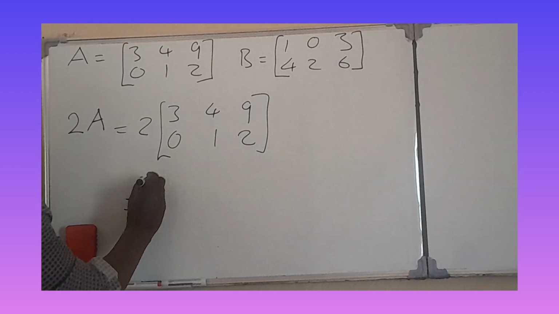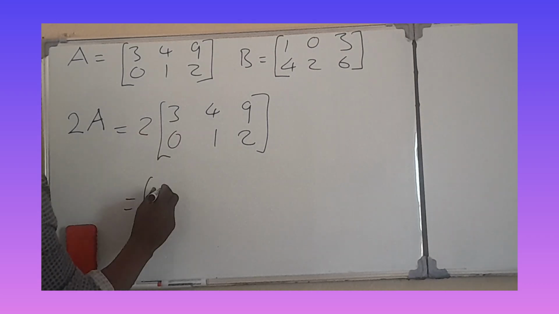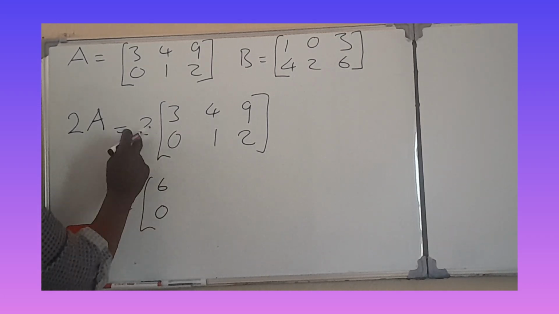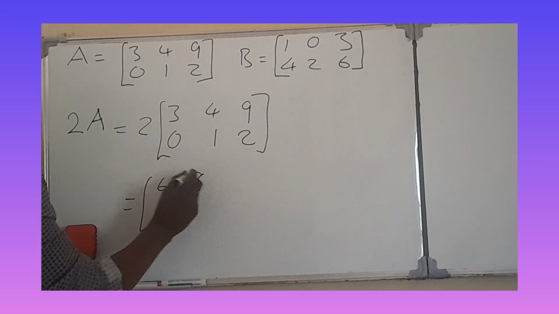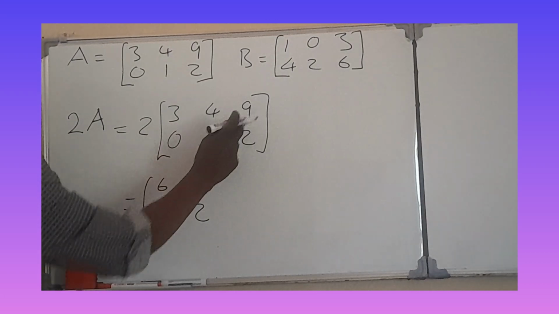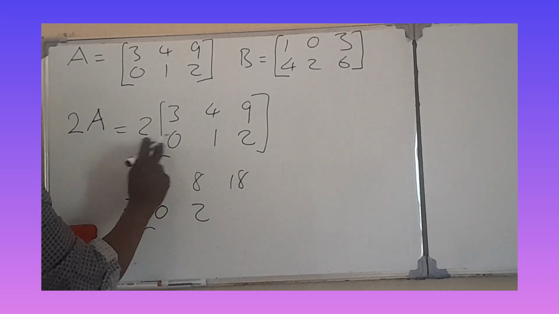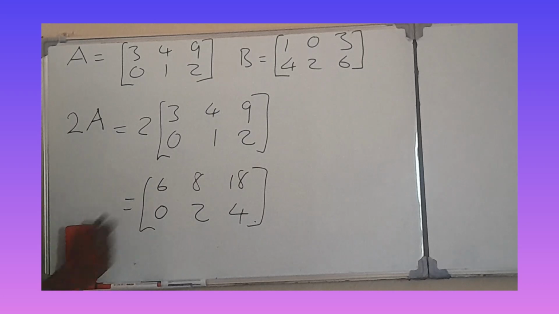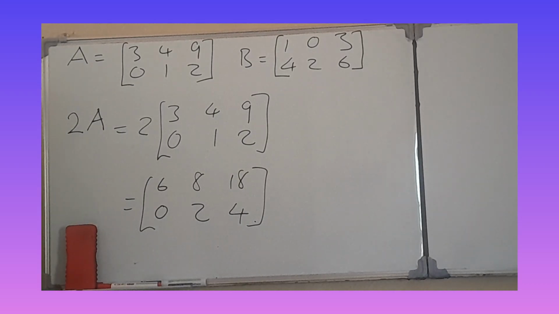And this gives us 2 times 3 is 6. 2 times 0 is 0. 2 times 4 is 8. 2 times 1 is 2. 2 times 9 is 18. 2 times 2 is 4. That's the result of multiplying A by scalar 2. Notice again, the resultant matrix is still of the same size as A.